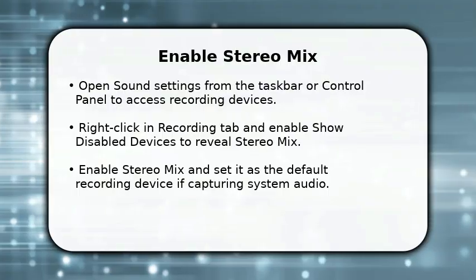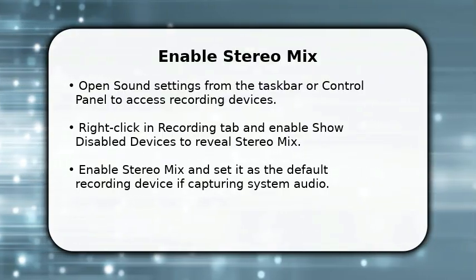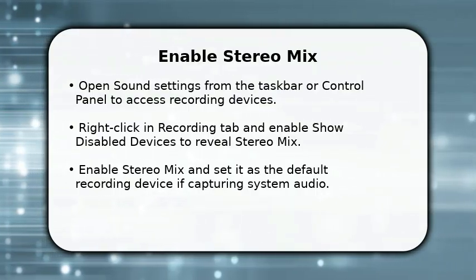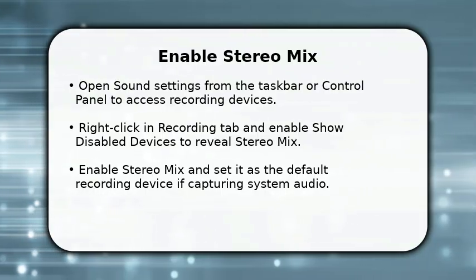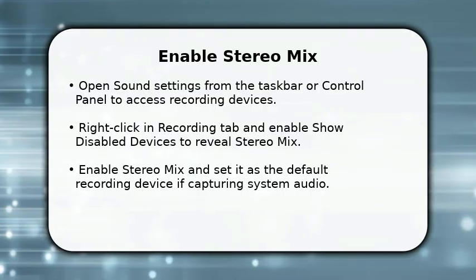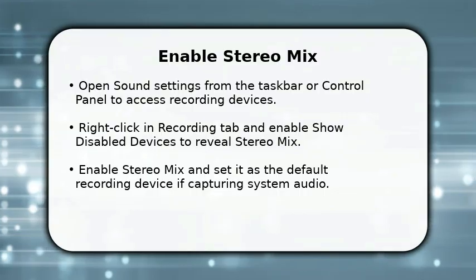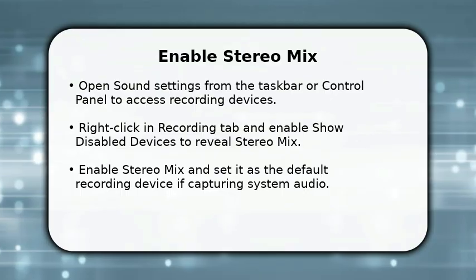In this video, I will show how to set up Stereo Mix on Windows 10, a full guide. Open Sound Settings, choose Recording, enable Show Disabled Devices, then right-click Stereo Mix and enable it. Set Stereo Mix as the default recording device when you want to capture system audio. Adjust input levels and test with a simple recording app to confirm audio capture works properly.